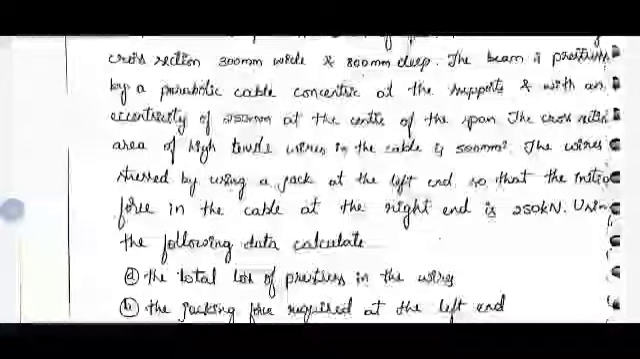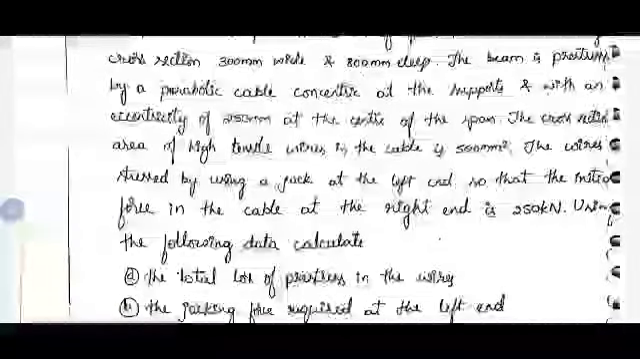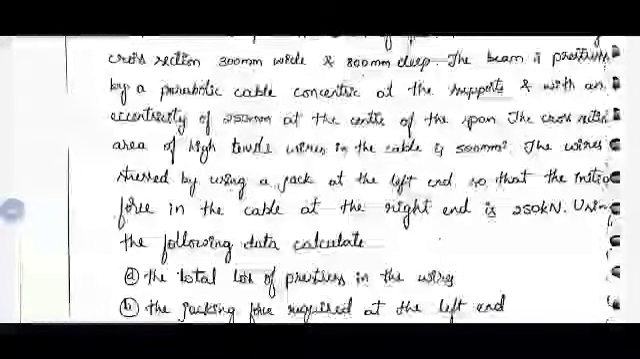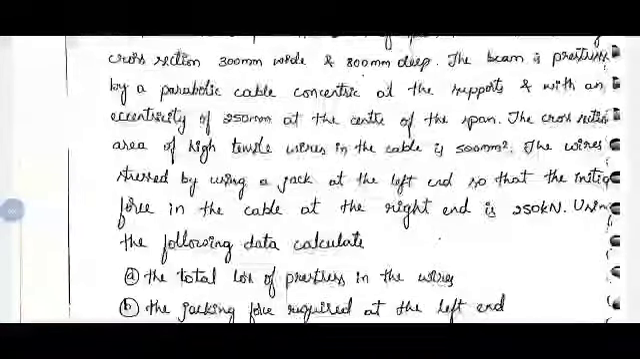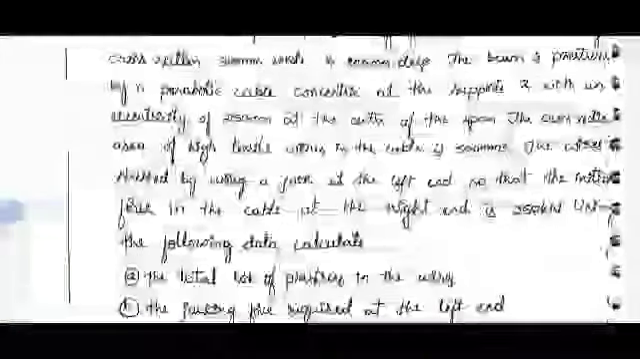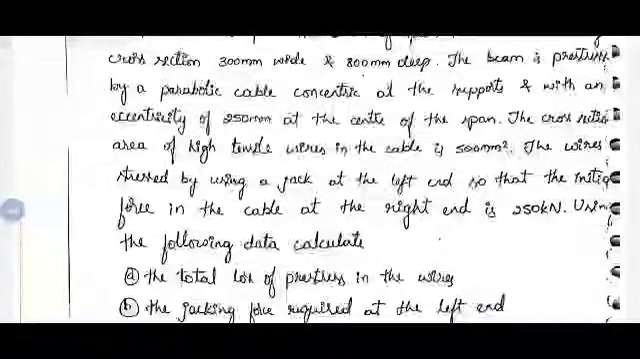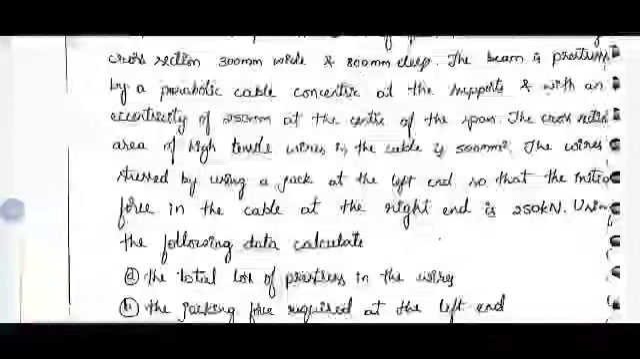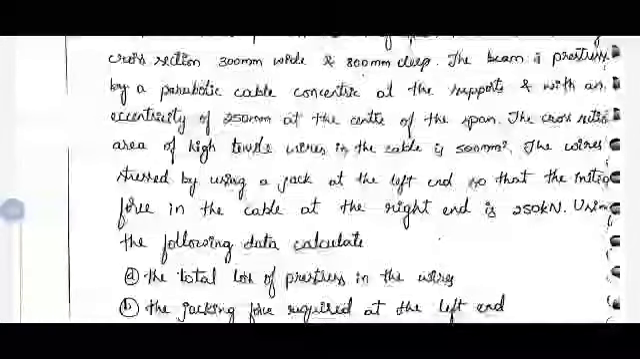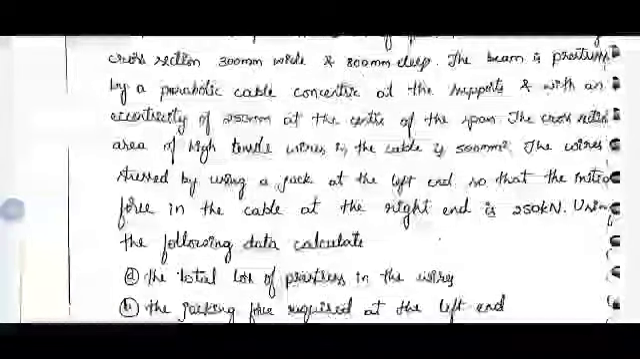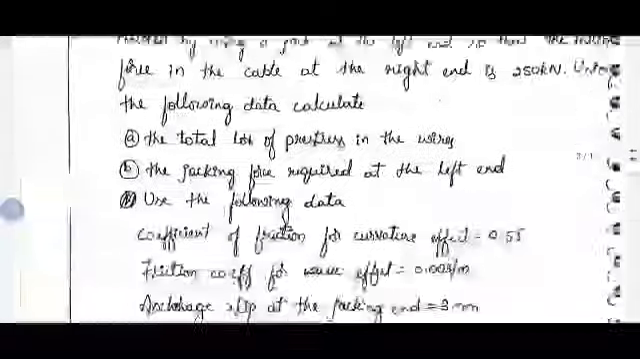The initial force in the cable at the right end, that is the end where you are applying the stress, is 250 kilonewton. Sorry, you are applying force at the left end, and at the right end you have a force of 250 kilonewton. So if you want to maintain 250 kilonewton at the right end, what should be the force you need to apply at the left end? You have to calculate.